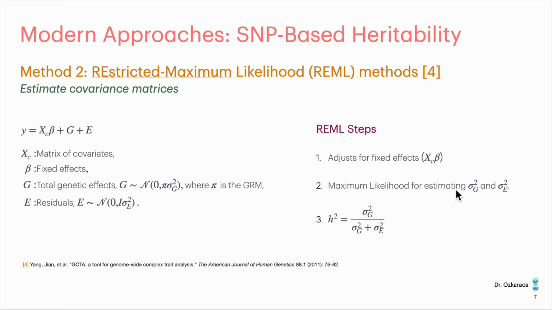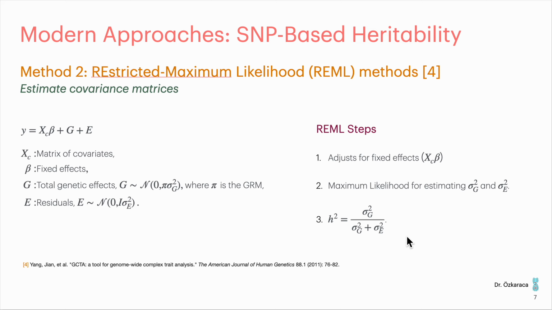After removing those, we use maximum likelihood approaches to estimate the corresponding variance components. These components capture the genetic and environmental contributions to the trait variance. Finally, heritability is calculated by plugging the estimated variance components into the heritability formula. Specifically, heritability is defined as the proportion of total variance attributable to genetic factors.